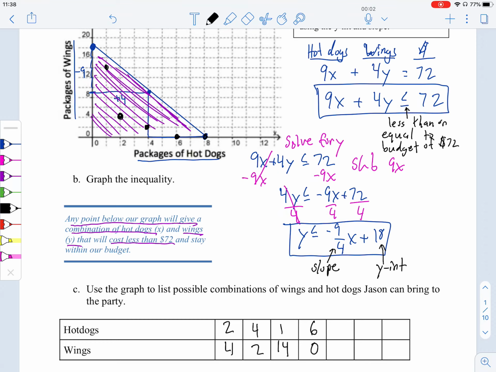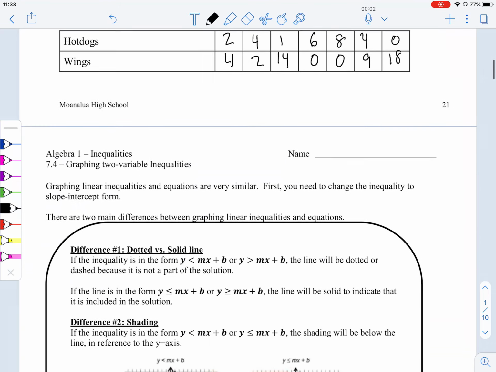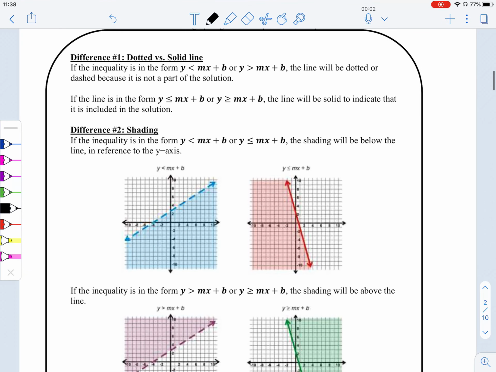Stay within our budget. We can do this one on the line, 8, 0. So on the line is exactly $72. Here's another one, 4, 9 is exactly $72. 0, 18 is exactly $72. Okay, so anything on our line, $72 exactly. Anything below is less than $72, and we still stay within our budget. Okay, so that's how we use inequalities and why we shade, right?